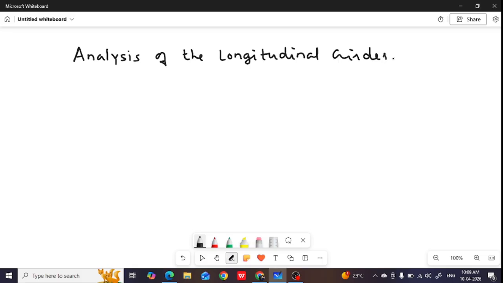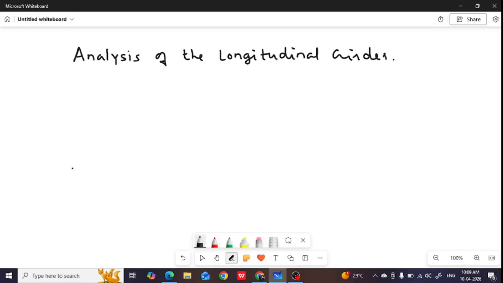So the longitudinal girder will be analyzed for two loads. One is the live load and the other is the dead load. So we will find the bending moment and shear force due to live load. And in the next video, we will find the bending moment and shear force due to dead load.